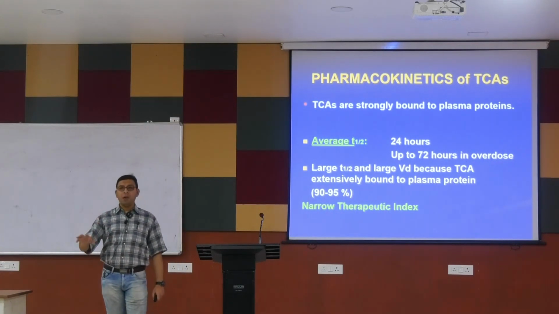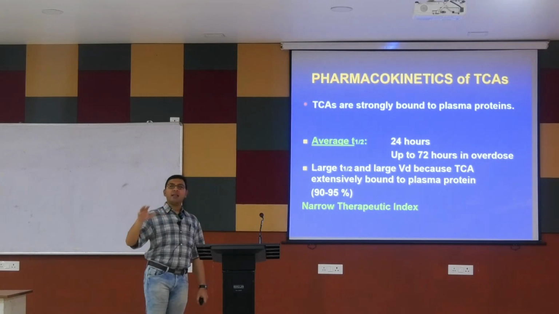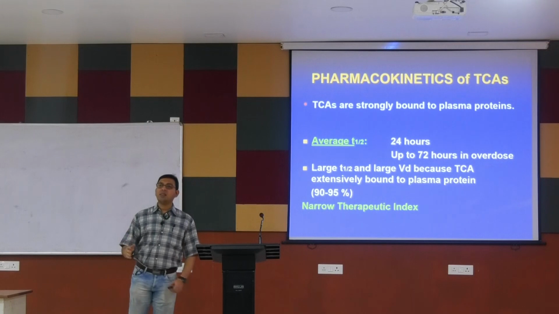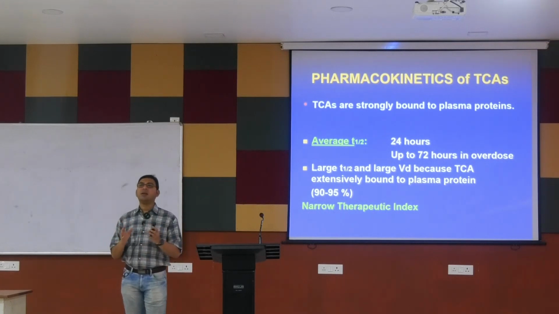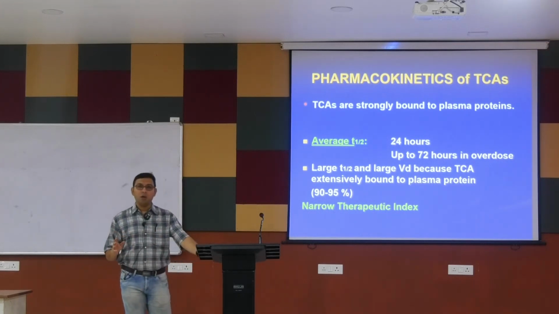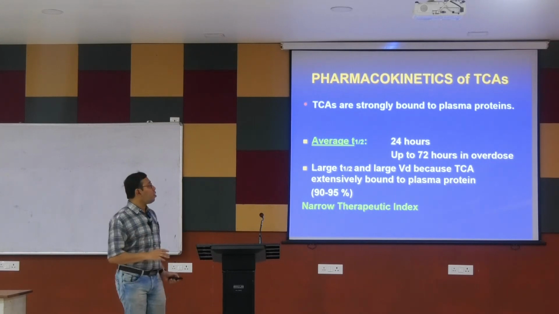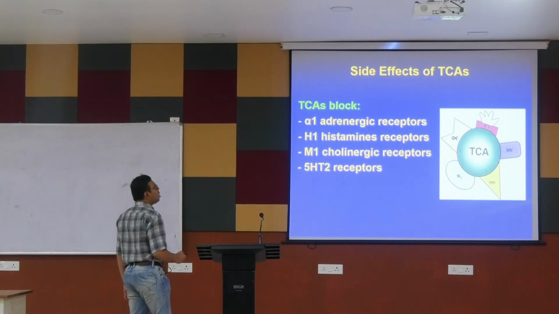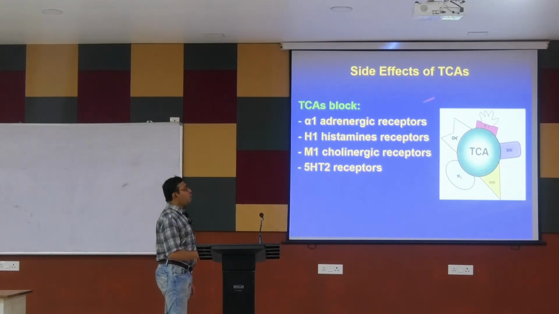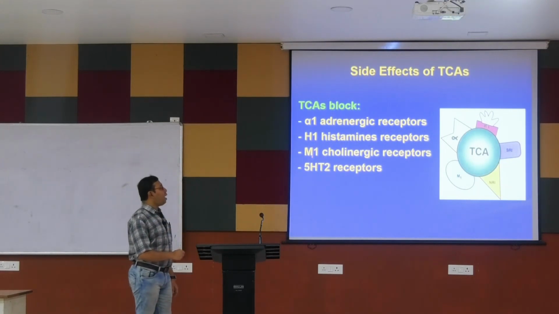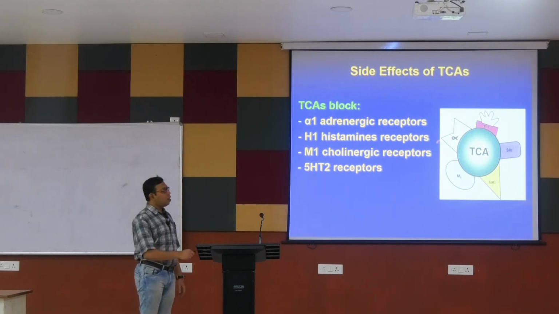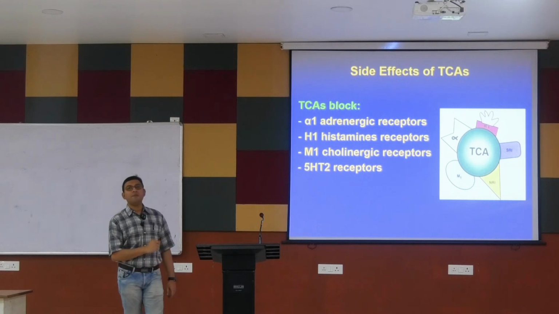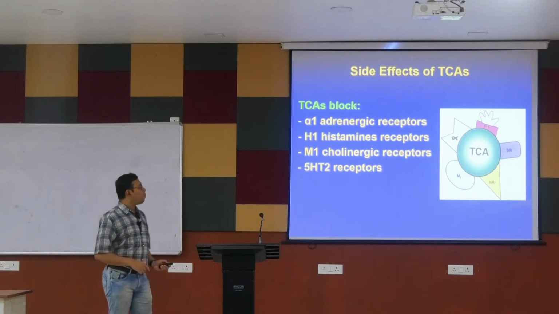These patients are depressed and taking the tricyclic antidepressant for a long period of time, so there is always a chance of poisoning, and in the whole world, tricyclic antidepressant poisoning is very common. Poisoning can happen when a large amount of TCAs is taken. TCAs block alpha 1, H1, M1 and 5-HT2 receptors. You can see these receptors are blocked, and this leads to different side effects of the tricyclic antidepressants.